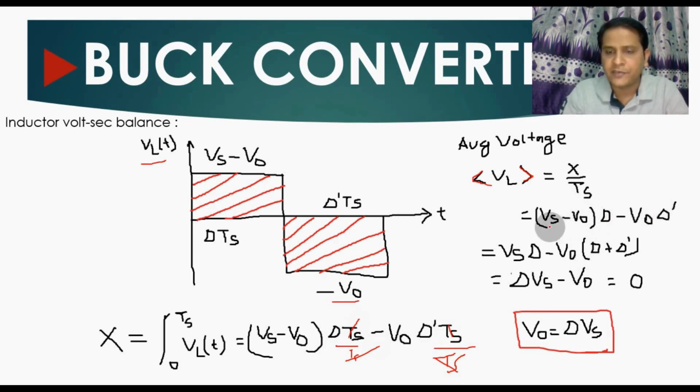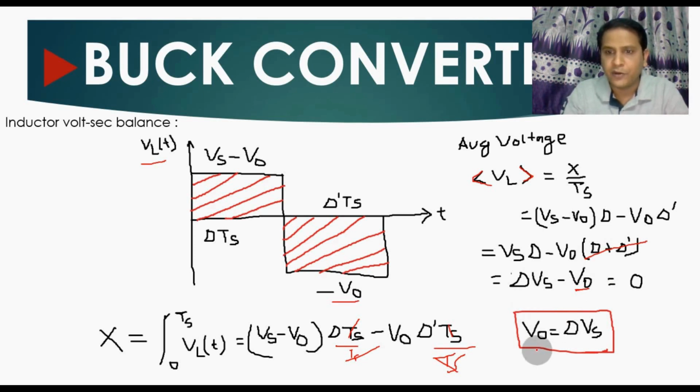So if you further solve this, Vs into d minus Vo, if you take a common d plus d dash, and we already know d plus d dash equals 1. So this term would be 1. Then you have only d into Vs minus Vo equals 0. And what is your Vo? Vo equals duty cycle times Vs. So this is basically a relation between your input voltage and your output voltage, and this is basically a transfer function.